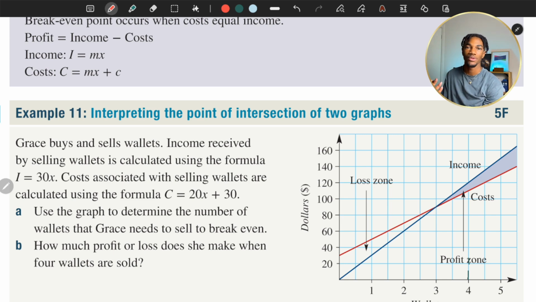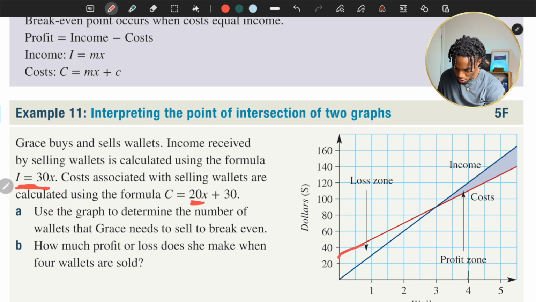You're drop shipping or selling some random item on Amazon, right? You gain money, income, right? You get $30 per product you sell, but to make each product, it costs $20 per product plus $30 initially, right?